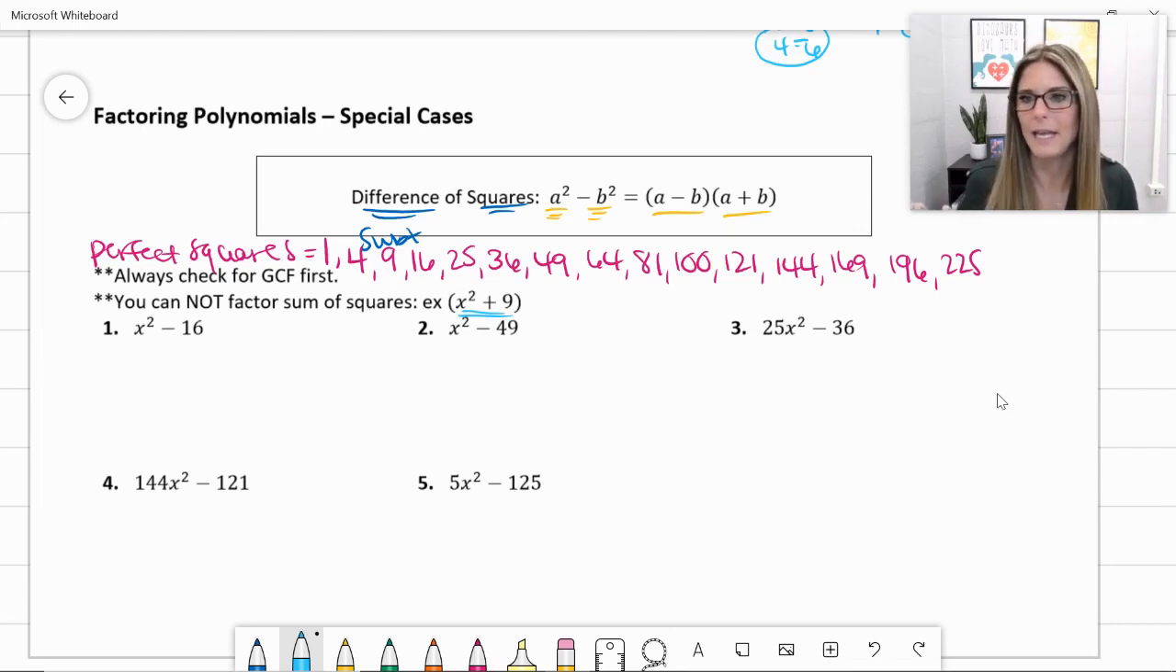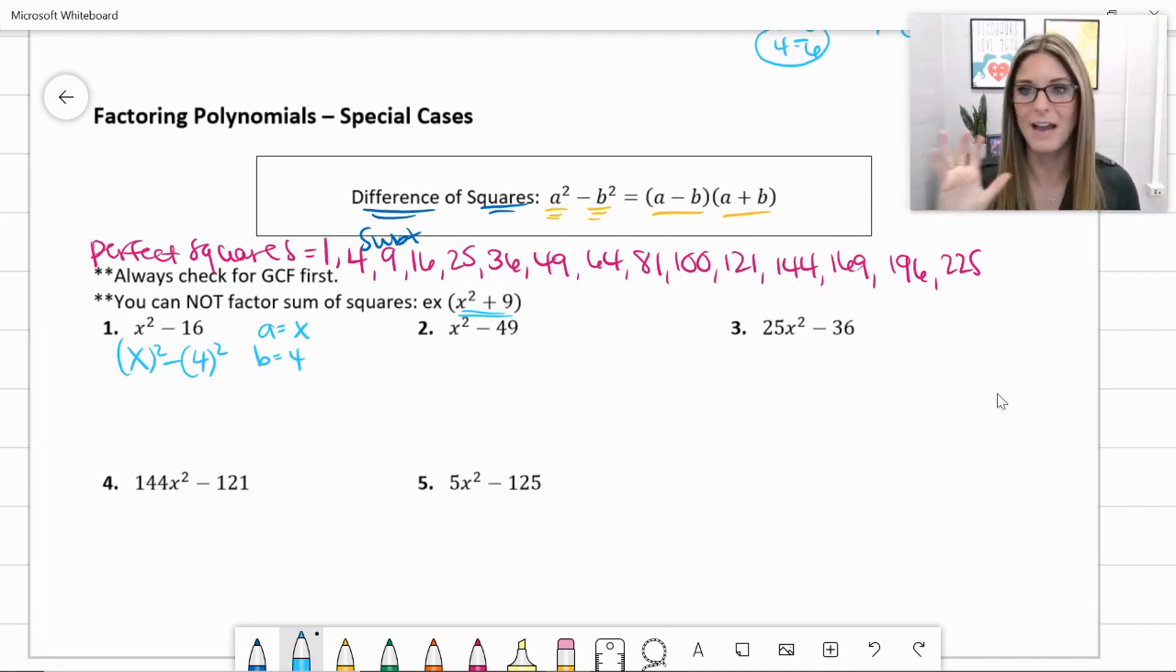You want to see, hey, is there a GCF? No. 2, is it a special case? Are these perfect squares? Yes. We have x has been squared, and then minus 4 has been squared, right? The square root of 16 is 4. 4 squared is 16. So my A value here is x, my B value here is 4.